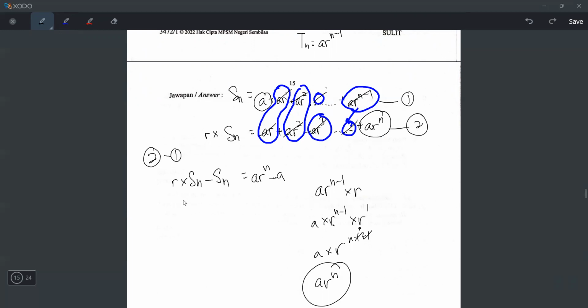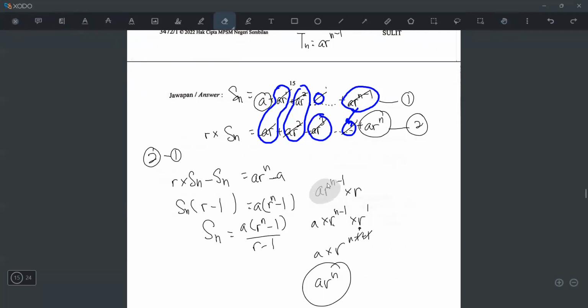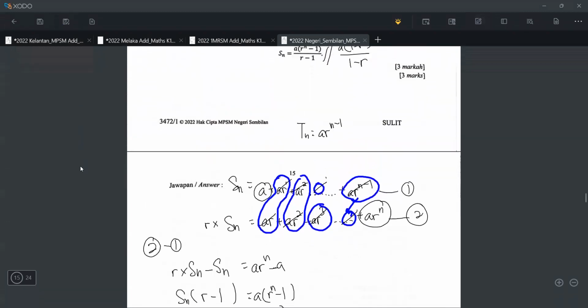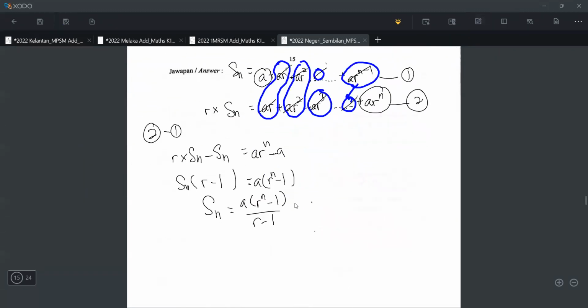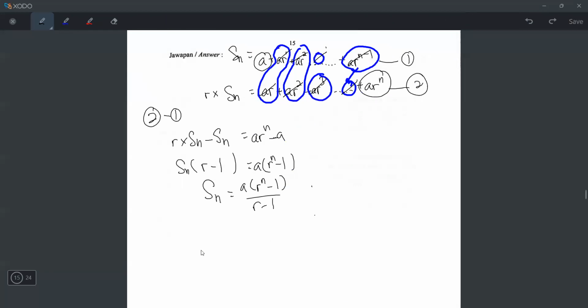Now, since I'm trying to get the formula for Sn, I will factorize out Sn. What happens when I factorize? I will get r minus 1 here. And here I will also factorize out A, so I get r power n minus 1, right? Now I get my Sn formula: A times (r power n minus 1) over r minus 1. Finished already. That's the answer. Let's see whether it matches: A r power n minus 1 over r minus 1. So it matches, and we can write the word shown.